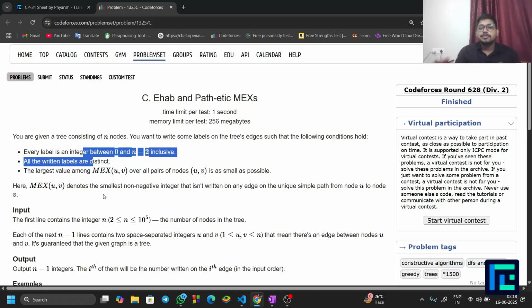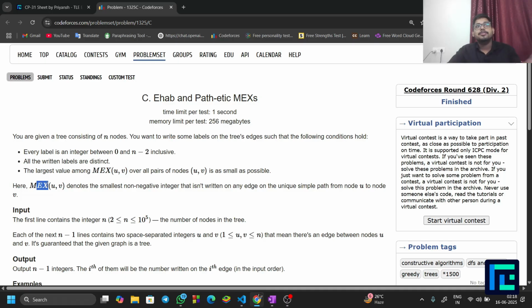So if we take the sequence of those labels, the MEX is the smallest non-negative integer which is not present. Let's say we have 0, 2 and 5. So the minimum number which is not present: 0 is present, 1 is not present. Okay, so I'll explain those things from an example. I hope you know what MEX is.